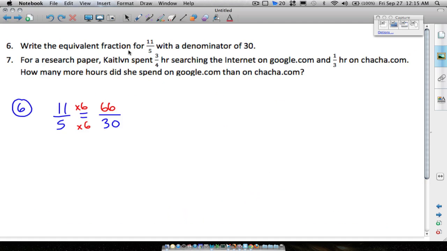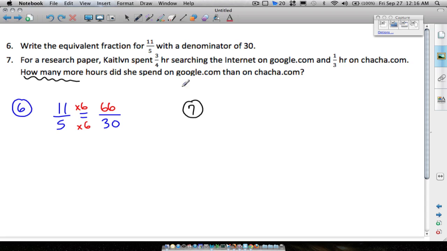On to number 7. For a research paper, that person spent 3/4 of an hour searching the internet on google.com and 1/3 of an hour on chacha.com. How many more hours did she spend on google.com than on chacha.com? Typically, when you're asked for how many more, you want to subtract.